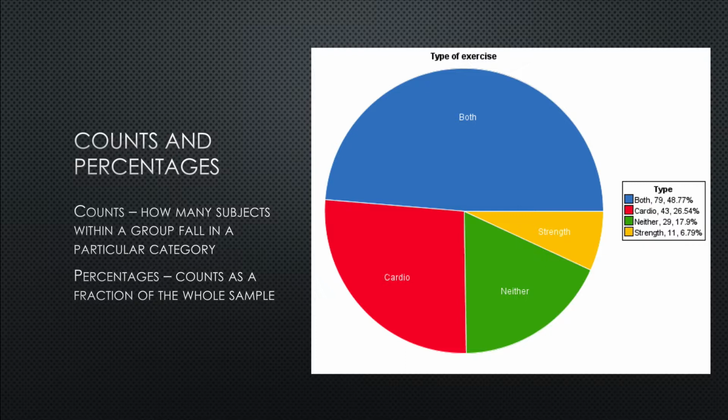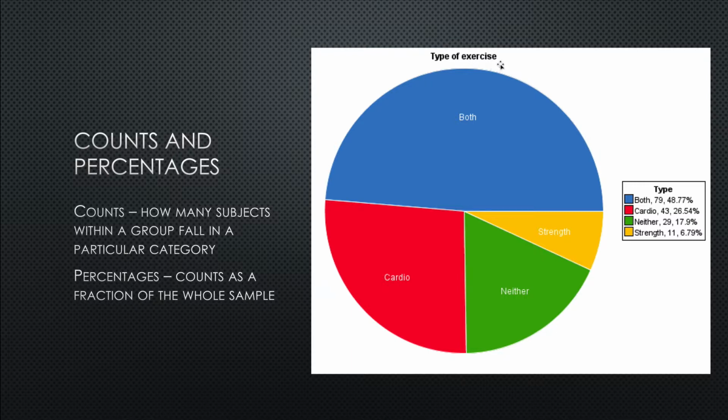Whenever we do counts, we can say how many people fall into these different categories. We can also do percentages. So this pie chart, pie graph, shows us how that's done. What we have on this table is, I guess the question asked was, what type of exercise do you like to do?